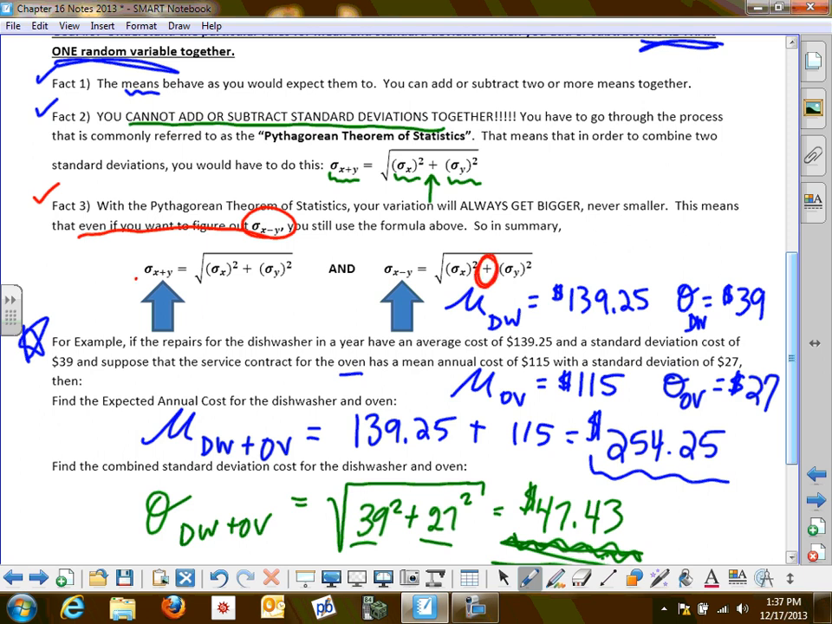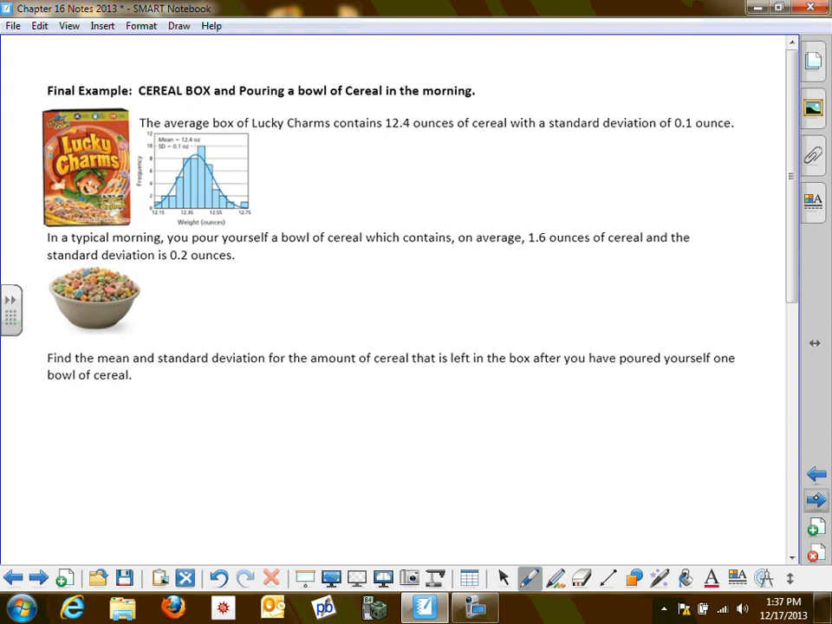Whether you are combining standard deviations or subtracting your variables, your standard deviation is always larger because you add in the Pythagorean theorem. And I want to show you a real life example of that, demonstrate that with our little cereal box problem on the back.